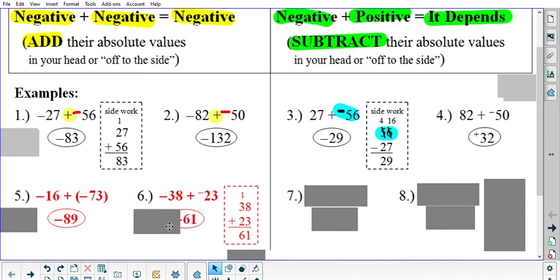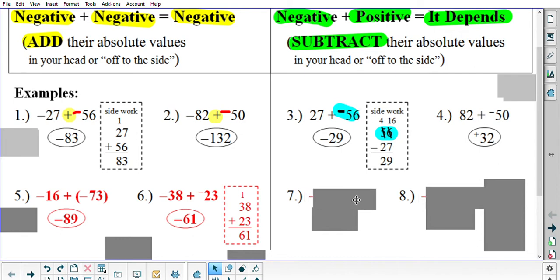What do I make this? Since they're both negative, a negative plus a negative will keep it negative. All right, so that's how number 5 and 6 should work. Hopefully you wrote that all out. Let's take a look at 7 and 8.